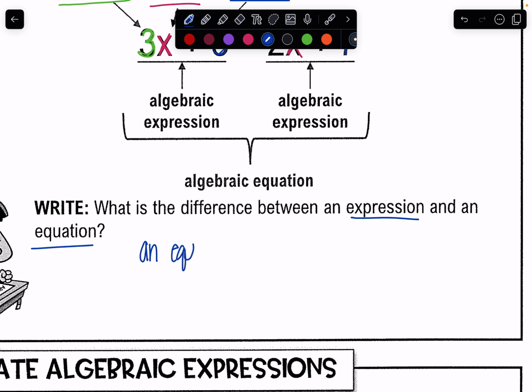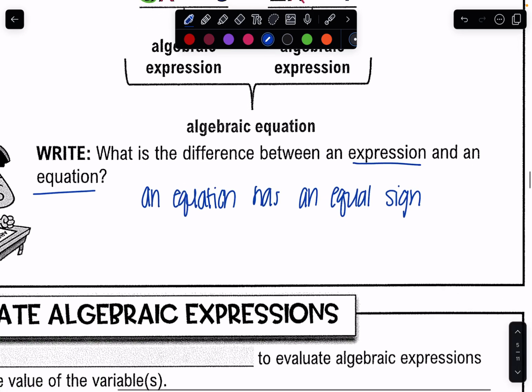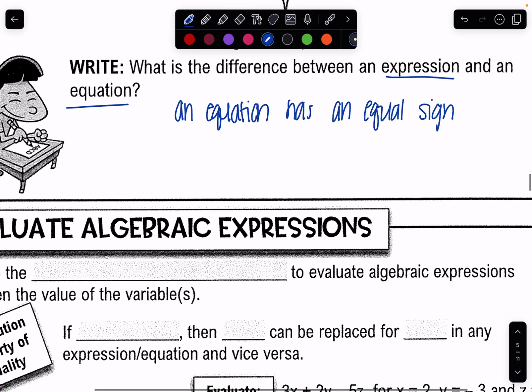An equation has an equal sign. Okay, an equation has an equal sign. And so today we are not doing anything with equations. We are only doing something with expressions. So today we won't see an equal sign in my problem. That means I'm not solving anything. I am just simplifying. And in this case, I'm evaluating and then simplifying, okay?